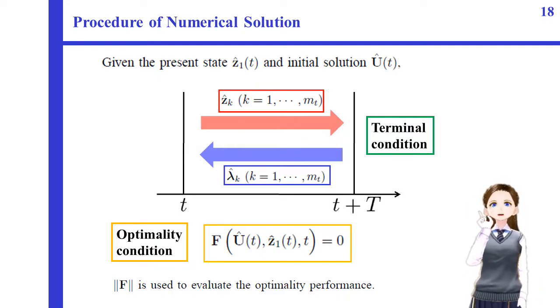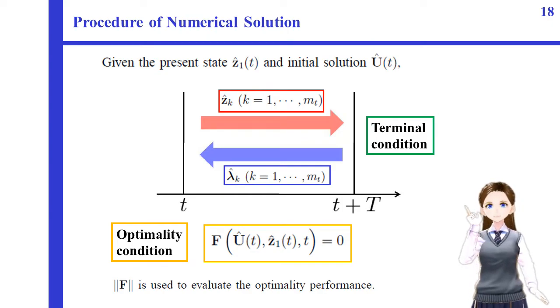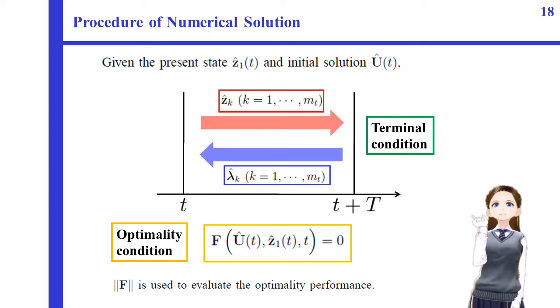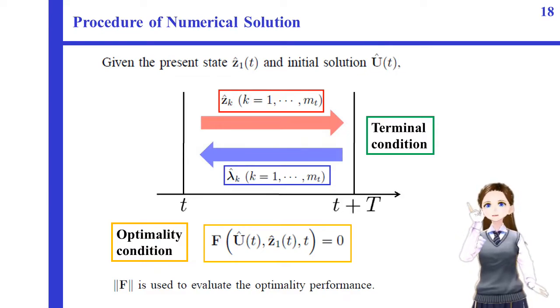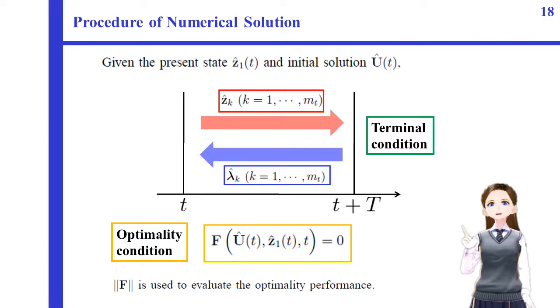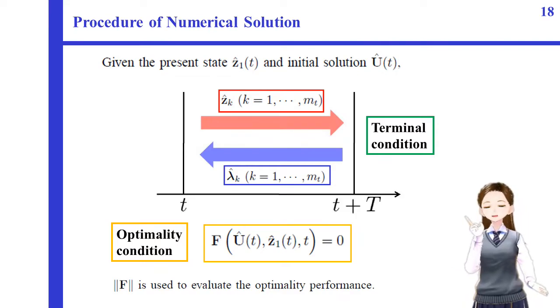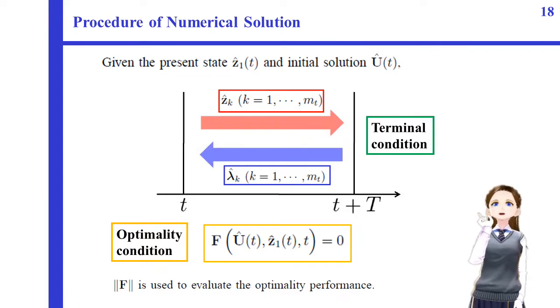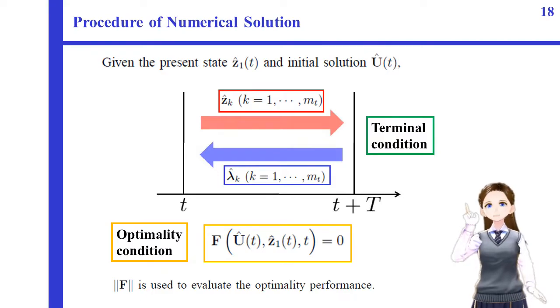However, the remaining conditions enclosed by yellow line are not necessarily satisfied. That means this F is not necessarily equal to 0 for given capital U hat. If F-norm is equal to 0 for given U hat, then we obtain the optimal solution that satisfies the stationary conditions. So, F-norm is used to evaluate the optimality performance. Several algorithms have been developed such that F-norm can be decreased by suitably updating capital U hat.